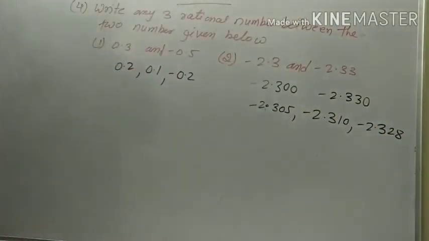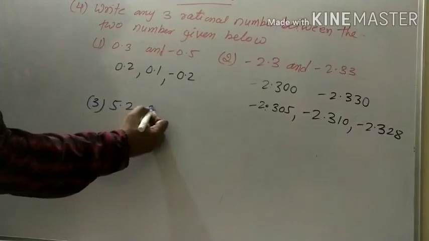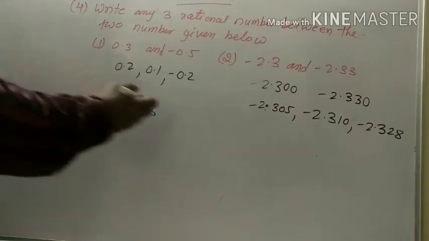There are three numbers in between minus 2.3 and minus 2.33. That is what? Minus 2.305, minus 2.310, minus 2.328. Now our third question is what? The third question is 5.2 and 5.3.